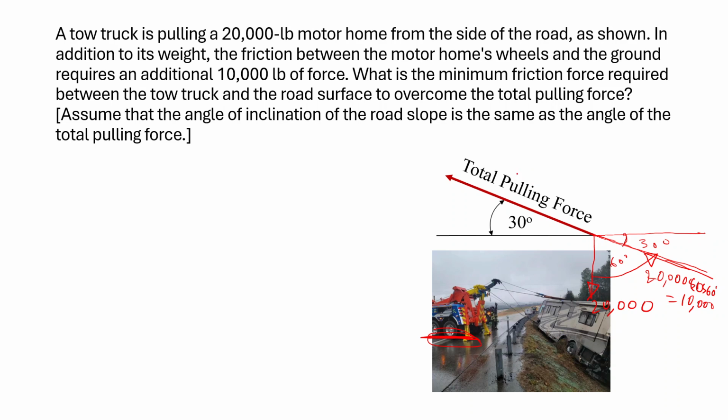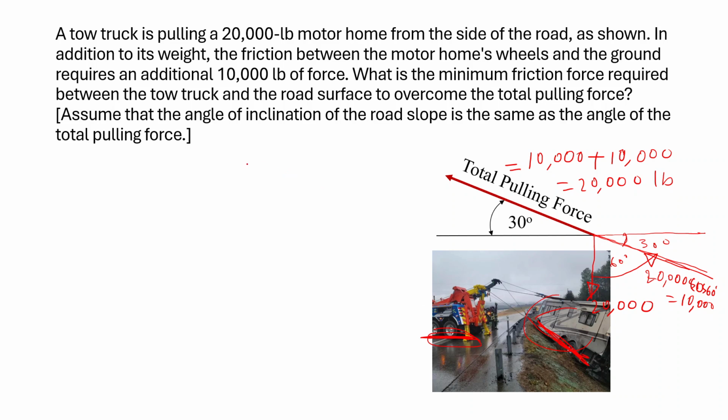So total pulling force, it says the resistance between the slope of the side and this motorhome is 10,000 pounds. So the friction force is 10,000 plus its weight adding another 10,000. So total 20,000 pound pulling force needed for this particular scenario.